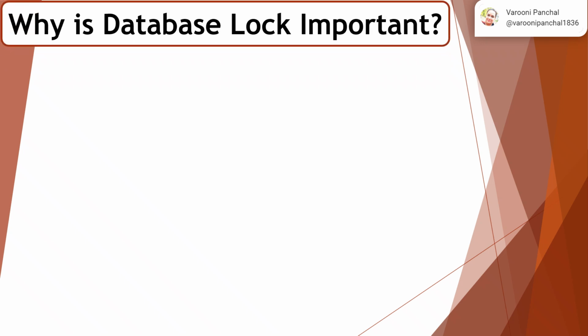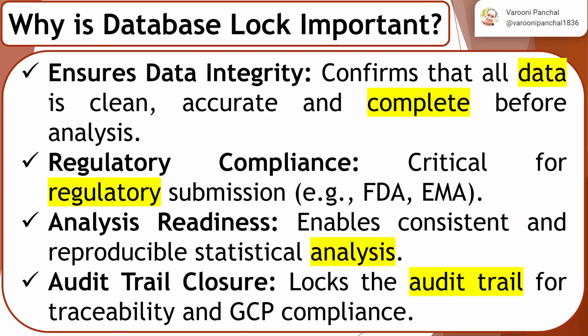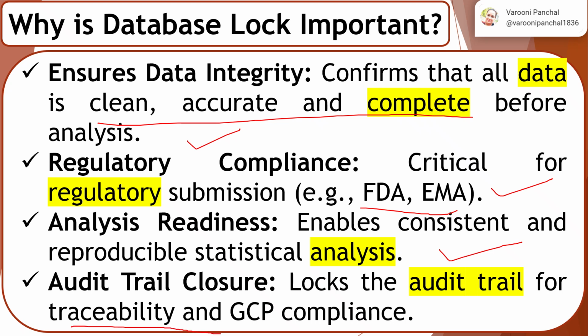Why is database lock important? It is important because it ensures data integrity, confirming that all data is clean, accurate and complete before doing the analysis. It needs to follow regulatory compliance, critical for regulatory submission, for example, FDA and EMA submission. Analysis readiness enables consistent and reproducible statistical analysis. Audit trail closure logs the audit trail for traceability and GCP compliance.